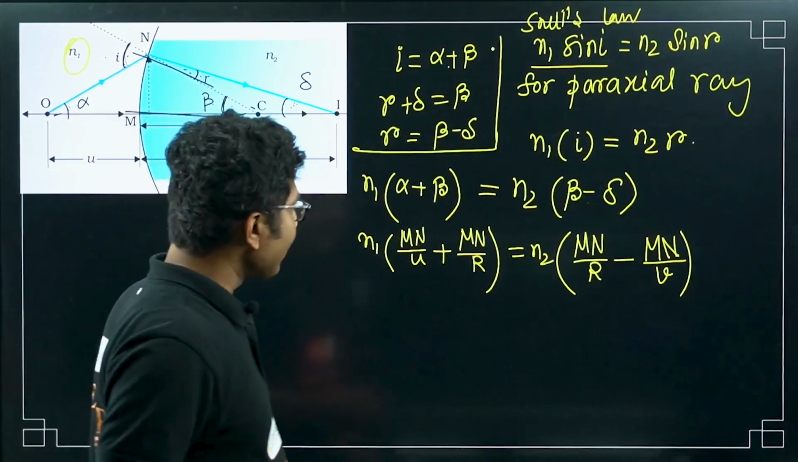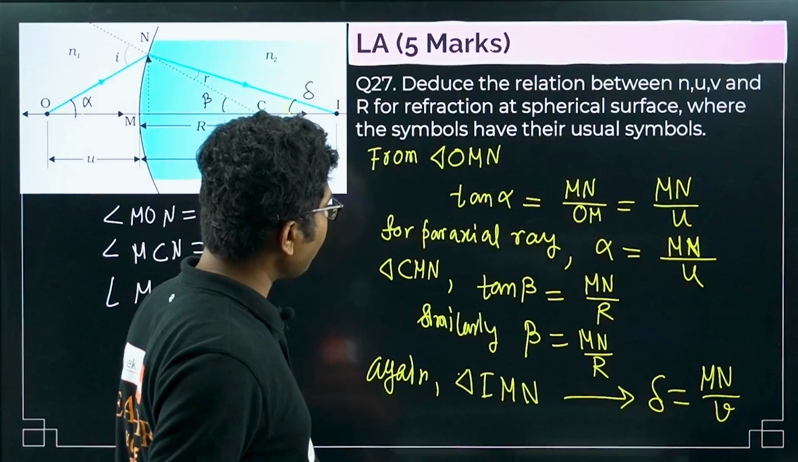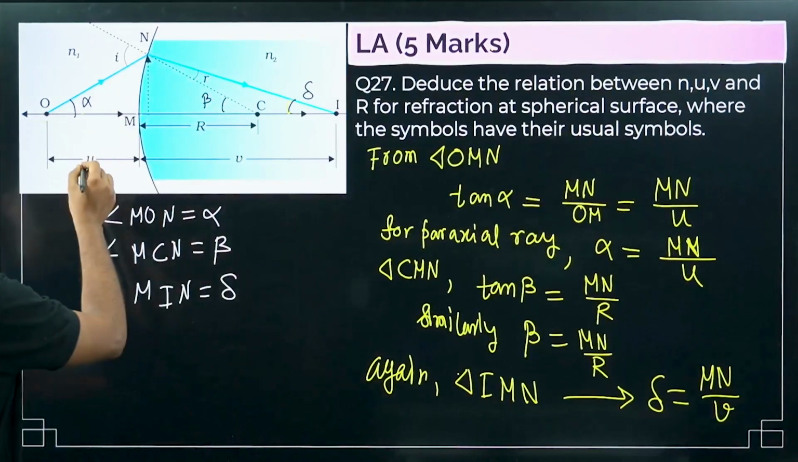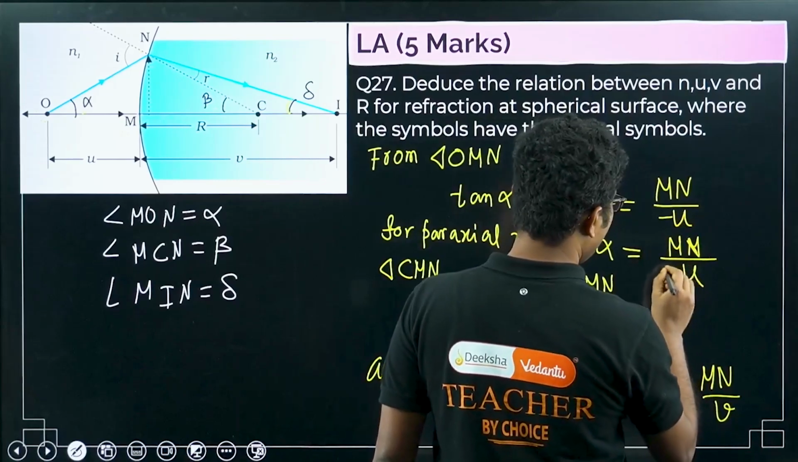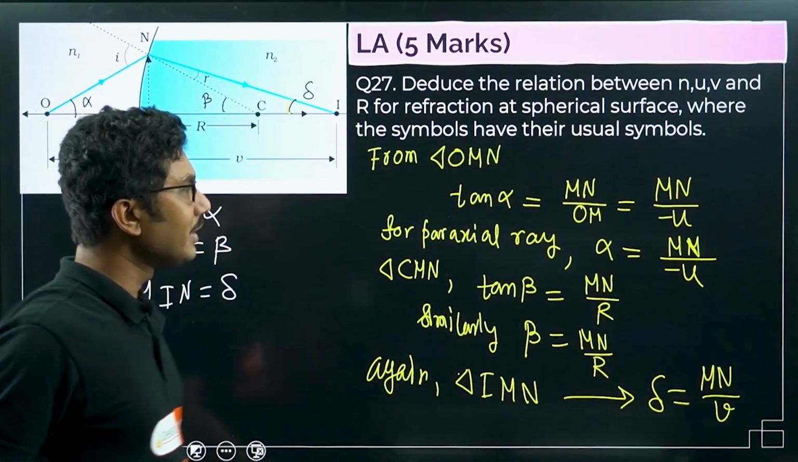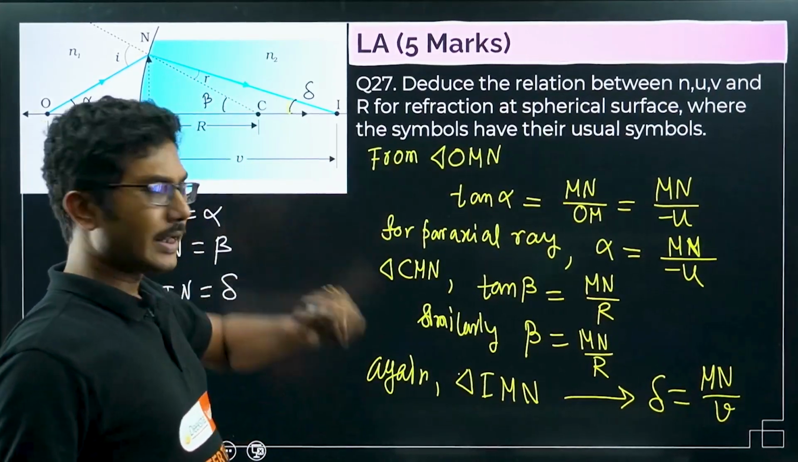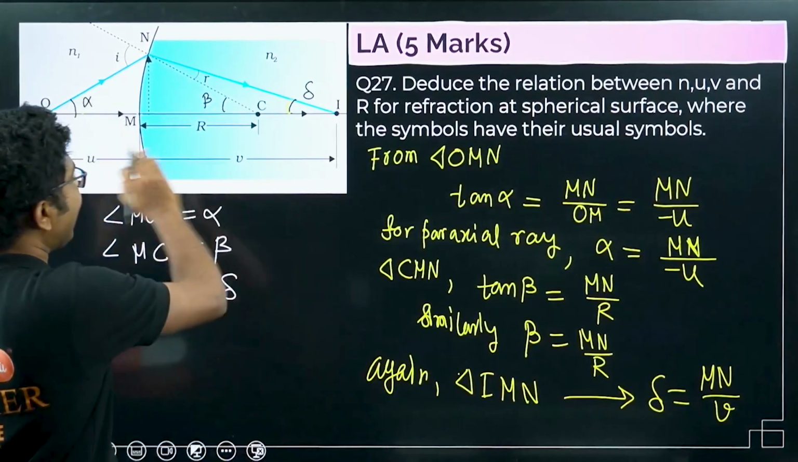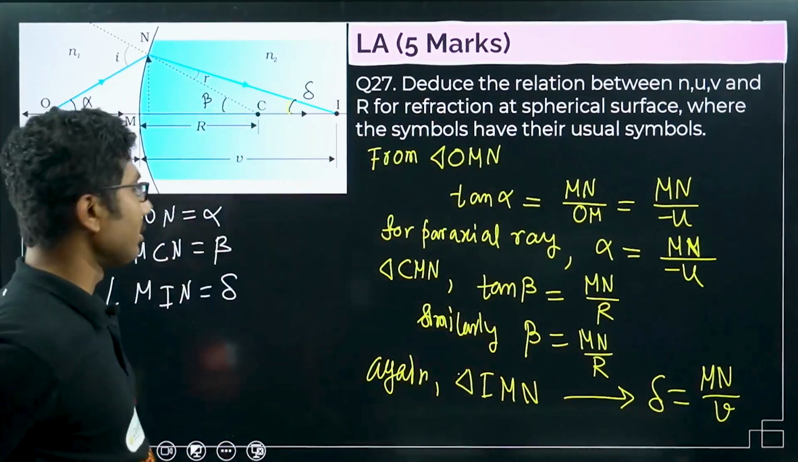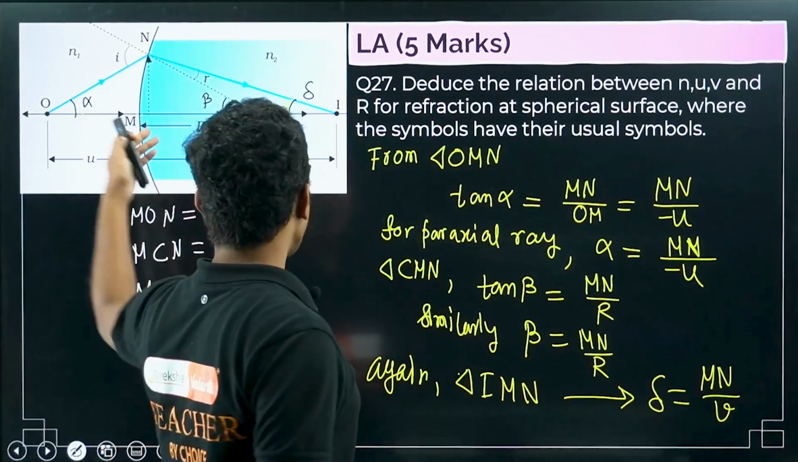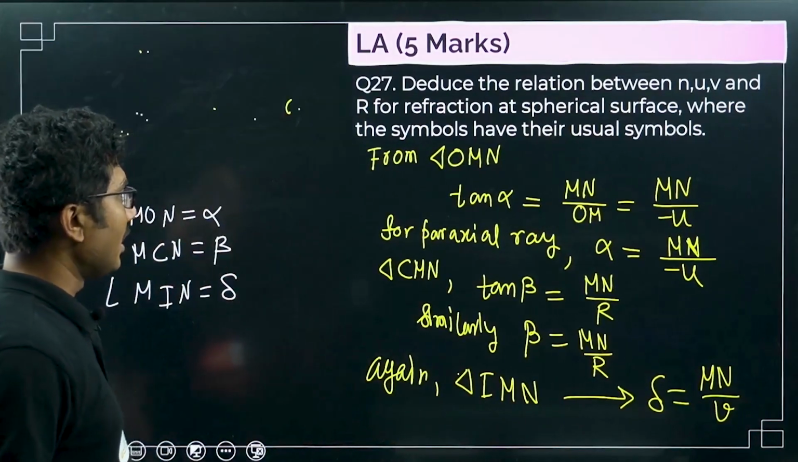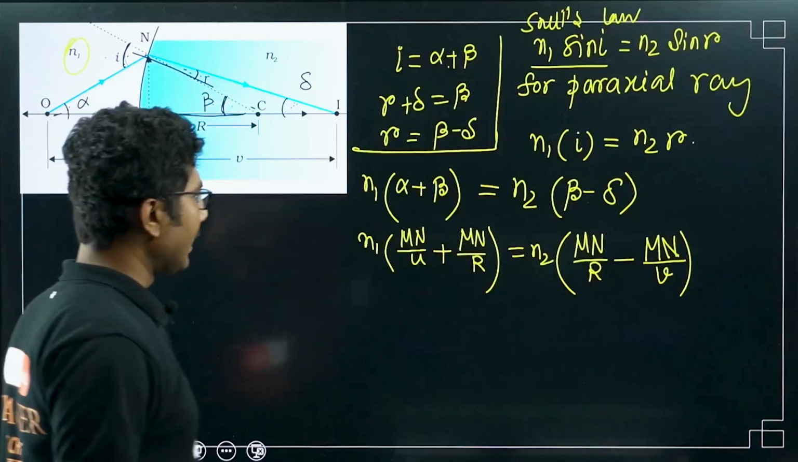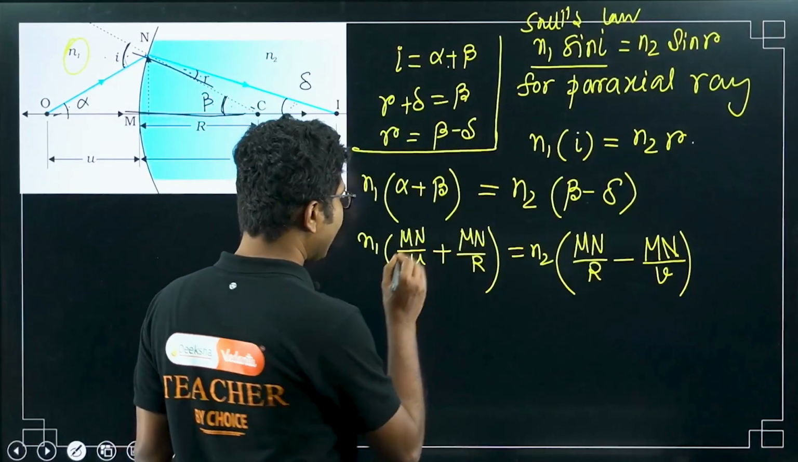In this derivation there is one thing where I have made a mistake: u is always negative, so you have to put a negative u here. So you have to be careful about that. The other distances, v and r, are both along the positive x-axis, so r and v will be positive but u will be negative. Now let's look into the derivation again. Here you will have a negative u.